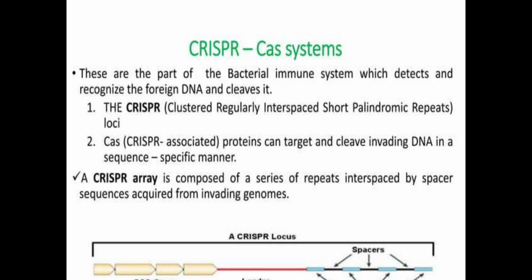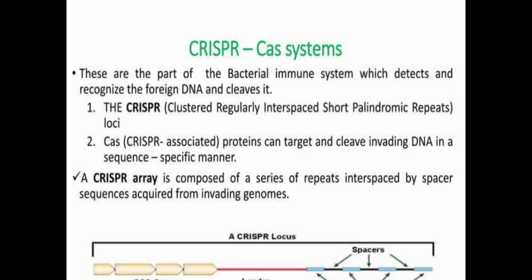And the next one is the CRISPR-Cas system. These are all part of the bacterial immune system which detects and recognizes the viral DNA, that is bacteriophage DNA or foreign DNA, and cleaves it. So this CRISPR is clustered, regularly interspaced, short palindromic repeats. C stands for clustered, R for regularly, I for interspaced, S for short, P for palindromic, R for repeats. The CRISPR-Cas9 associated proteins can target and cleave the invading DNA in a sequence specific manner.